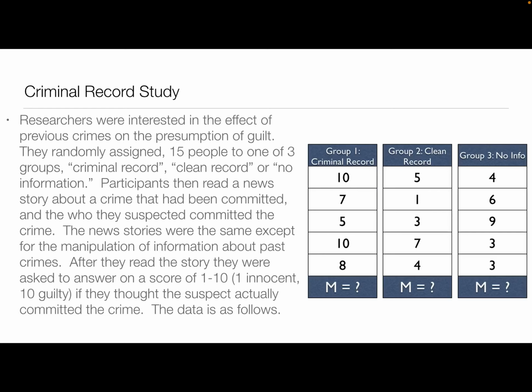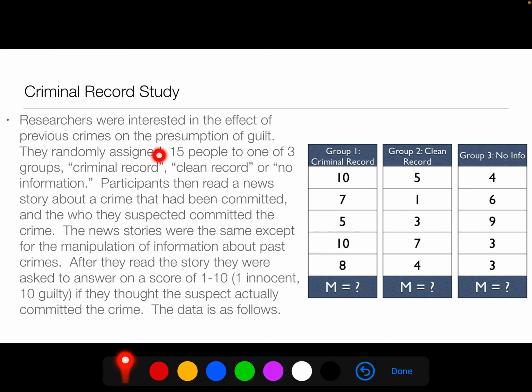So this is the practice problem that we did in class together as a group, not the one that you did as participation. Researchers were interested in the effect of previous crimes on the presumption of guilt. They randomly assigned 15 people, so this will be an important number, 15 people to one of 3 groups. This will also be an important number. So N, they're already telling us big N is 15 and K is equal to 3.